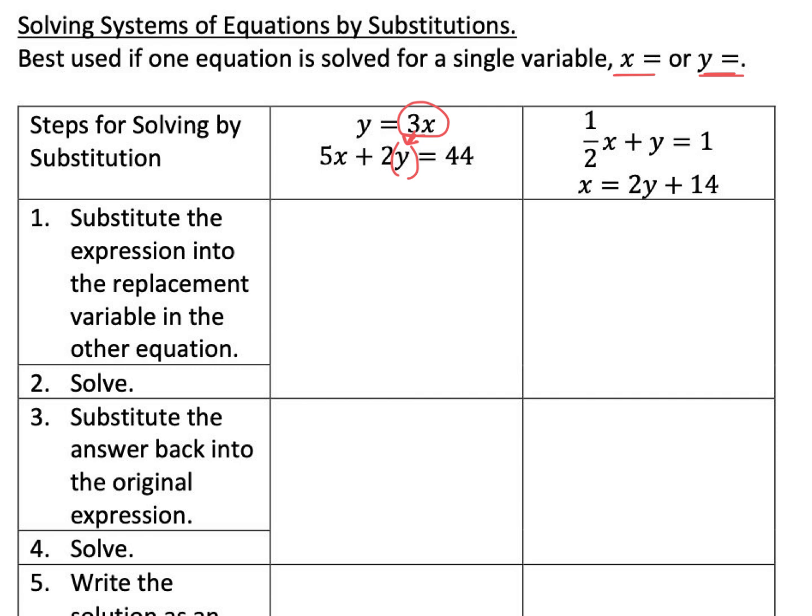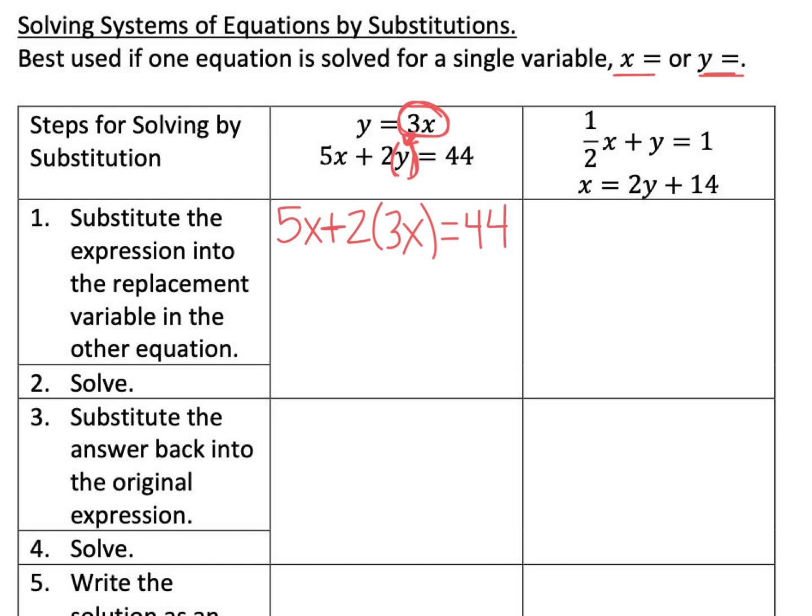So let's see what this looks like. If I am going to take this 3x and put it in place of the y, pay attention to the fact that it's 2 times y. That's why I put parentheses here. So my second equation is 5x plus 2 parentheses. Now, I'm not going to write y. My y, I'm going to substitute with the 3x because I'm saying in that first equation that y and 3x are the same thing. And then I'm going to write equals 44.